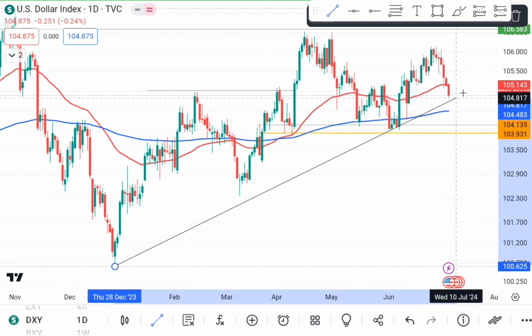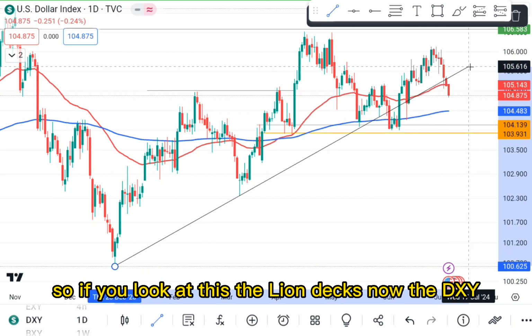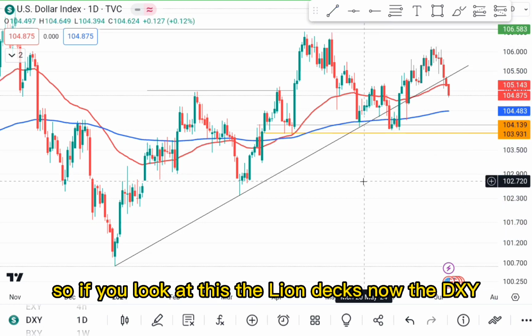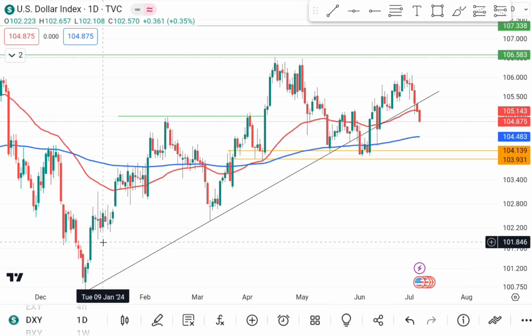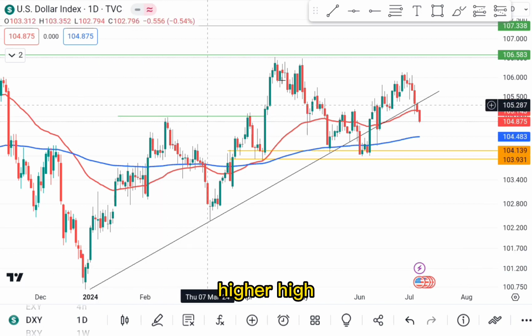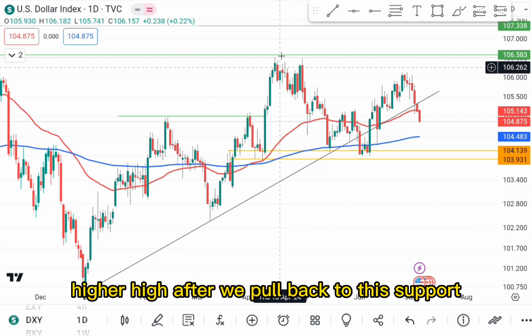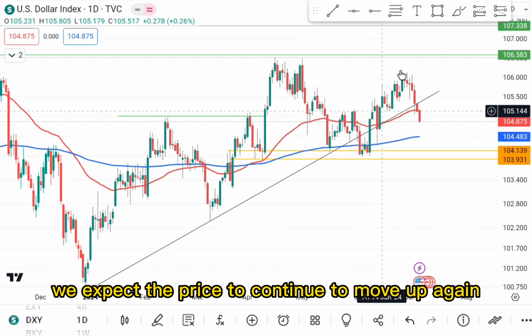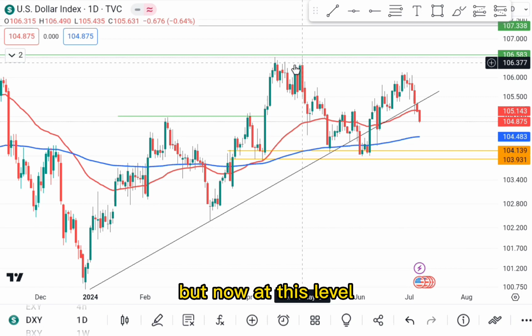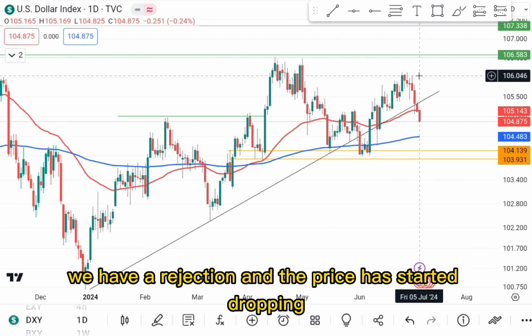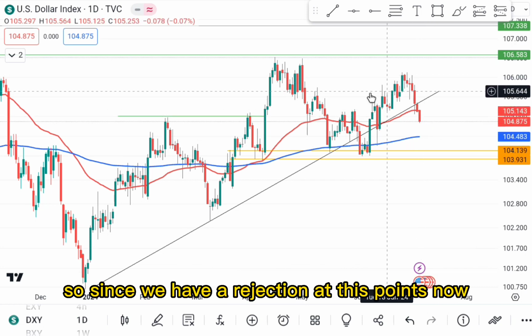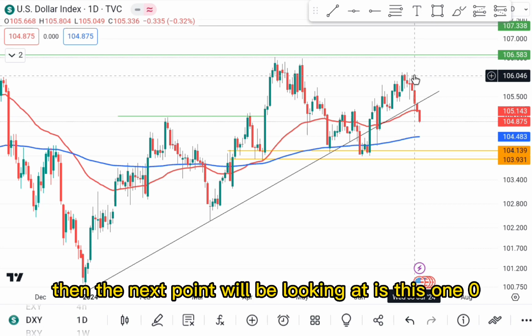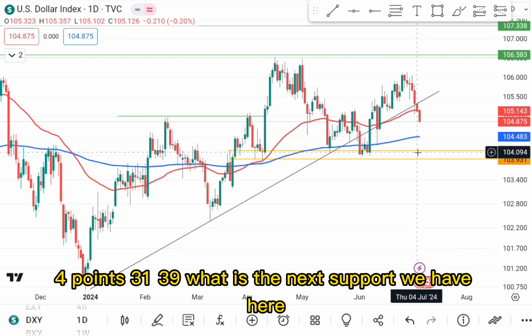Okay, so if you look at this dollar index now, the DXY, you could see that we are making higher high, higher high, higher high. After we pull back to this support, we expect the price to continue to move up again. But now at this level, we have a rejection and the price has started dropping. So since we have a rejection at this point, the next point we'll be looking at is this 104.139, because this is the next support we have here.